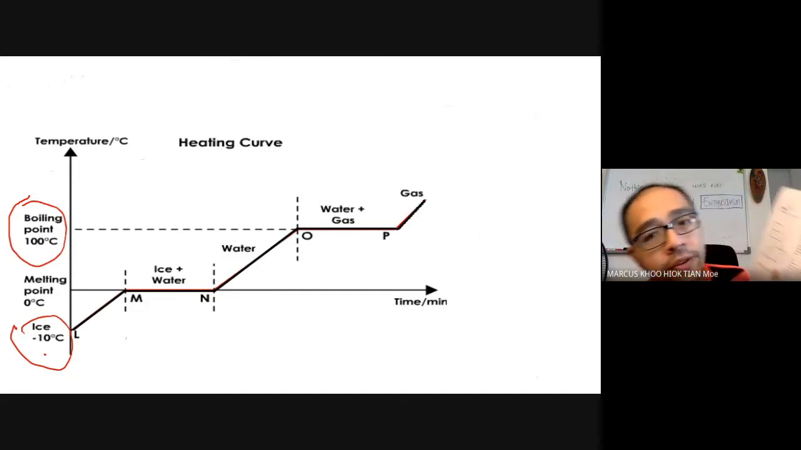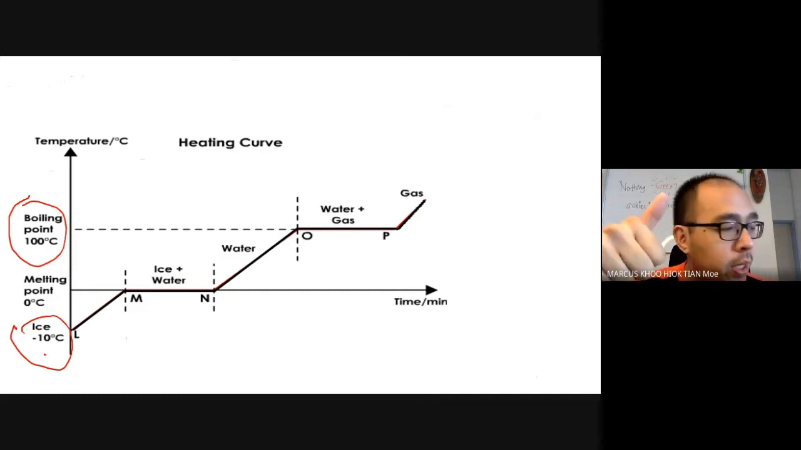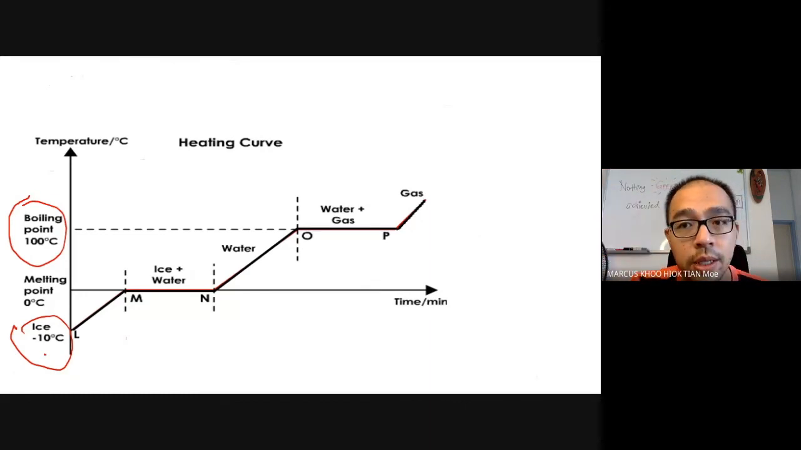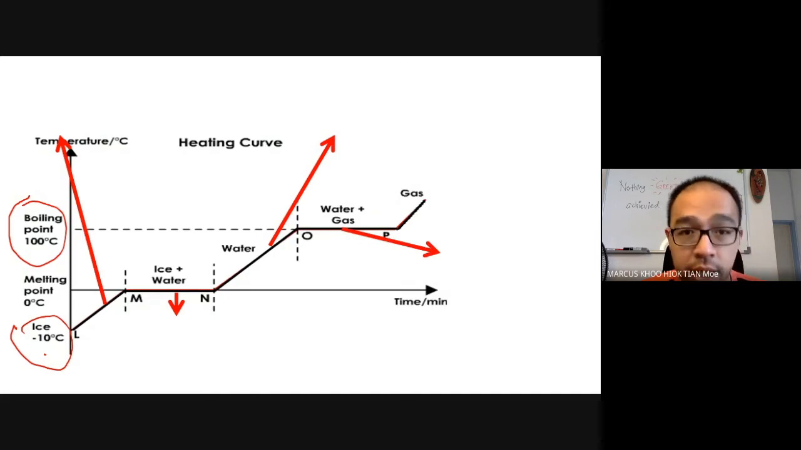In every box in your module, you are required to tell me the heat, the temperature, the kinetic energy, and the phase, if there is. So let's talk about the first one. The first one is L to M. The second one is M to N. The third one is N to O. The fourth one is O to P. These four. I want you to think about all four situations in terms of all four aspects.